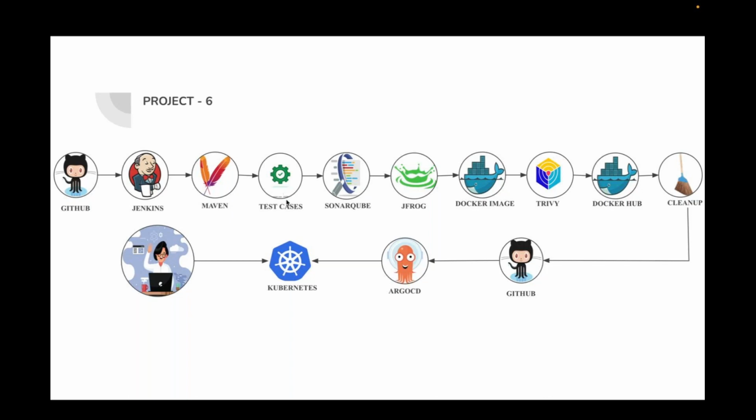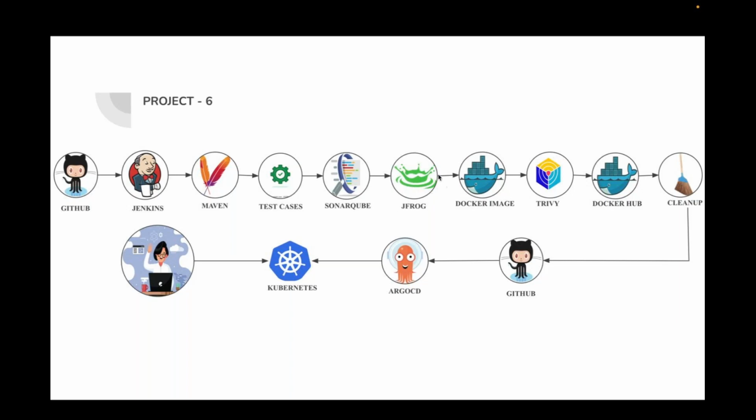After this Maven build, the Spring Boot application will have some unit test cases that will be executed as part of the unit test cases stage. Now, these two stages I have not shown in the previous class: SonarQube and JFrog. SonarQube is for static code analysis. Today I'm going to show you that, and JFrog is for storing artifacts like jar files.